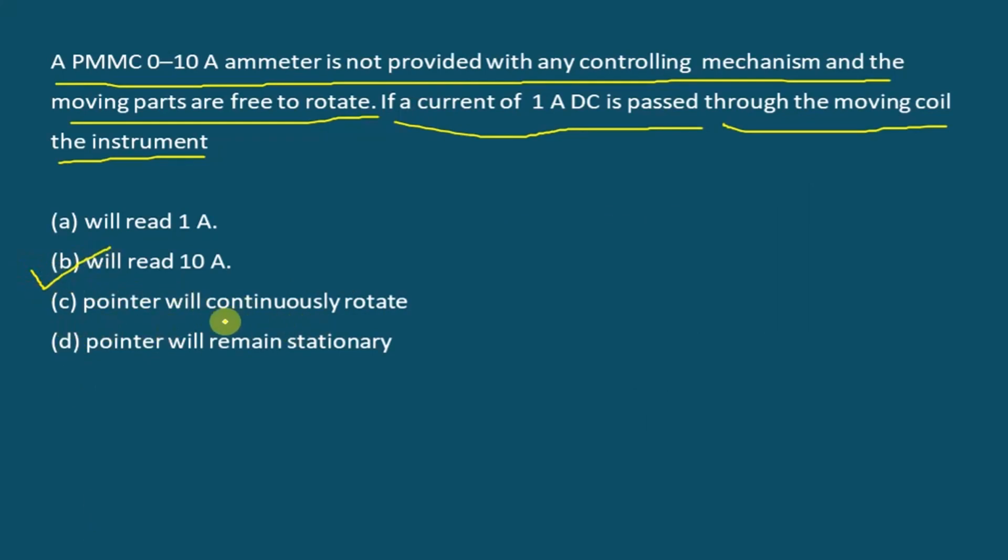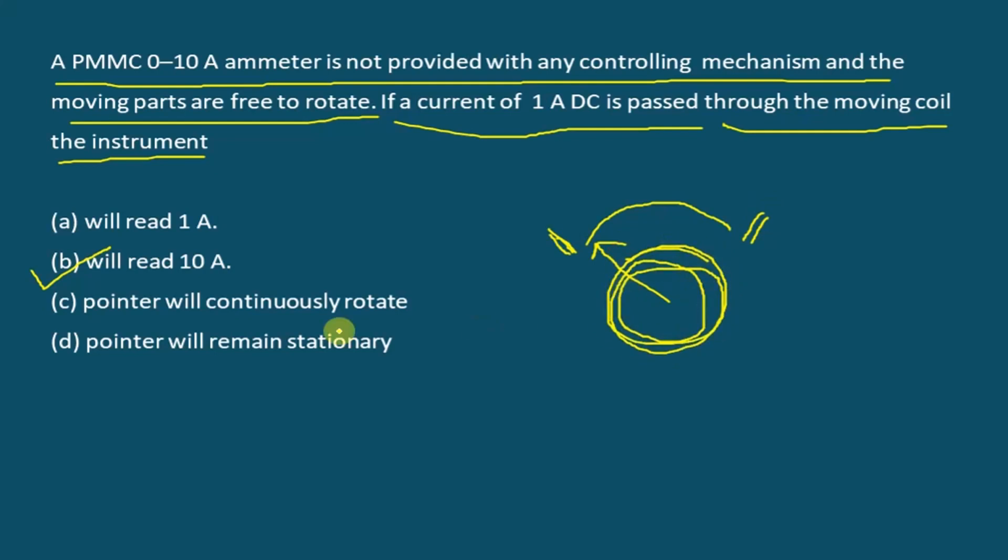In which case would option C be correct? Whenever there is no stopper available, let's suppose this is the scale, and if these stoppers are not available, then what will happen to the pointer? The pointer will rotate continuously. In that case, pointer will continuously rotate will be the correct answer.